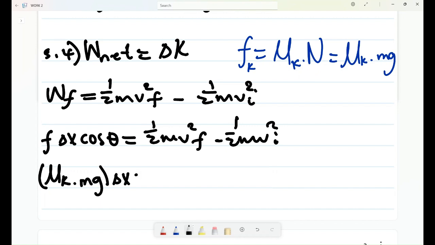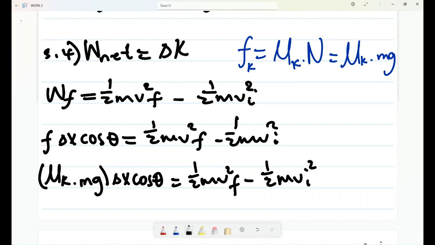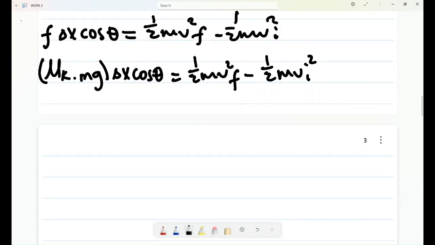Changing x, cosine of my angle. Therefore, half mv squared. Someone is asking, oh, Abuti, why aren't you substituting already? I want you to understand first before you substitute. Now, let's substitute. What is our mu k? Our mu k is 0.18.